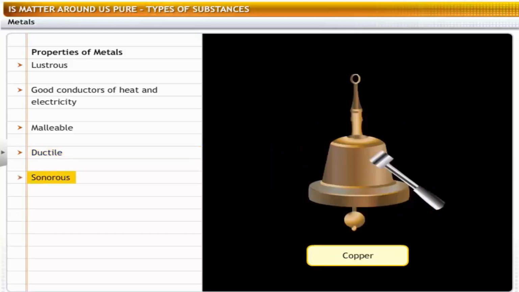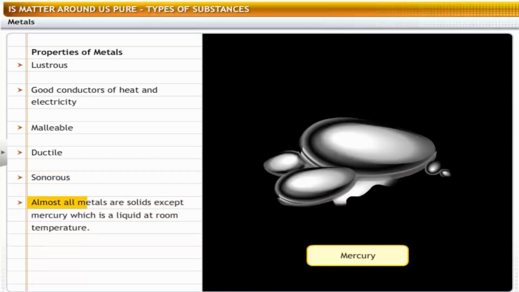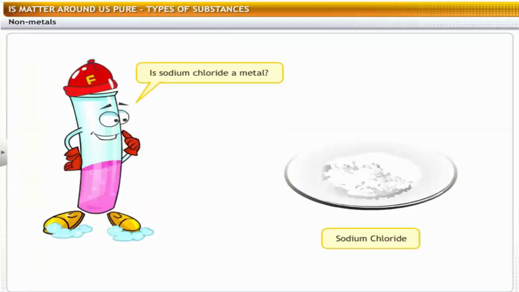Metals are sonorous. They give a ringing sound when they are hit by a hard iron rod. For example, copper. Almost all metals are solids except mercury, which is a liquid at room temperature. Is sodium chloride a metal? No, it's not.